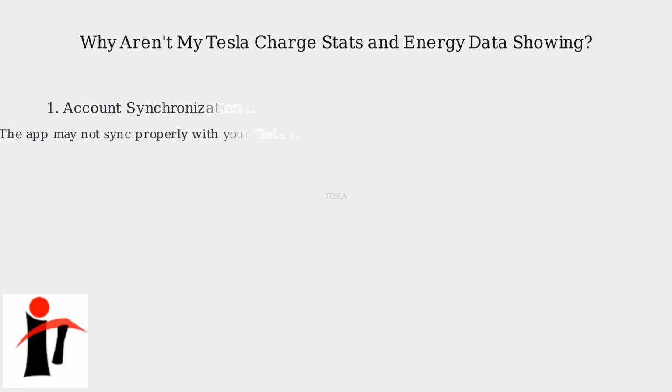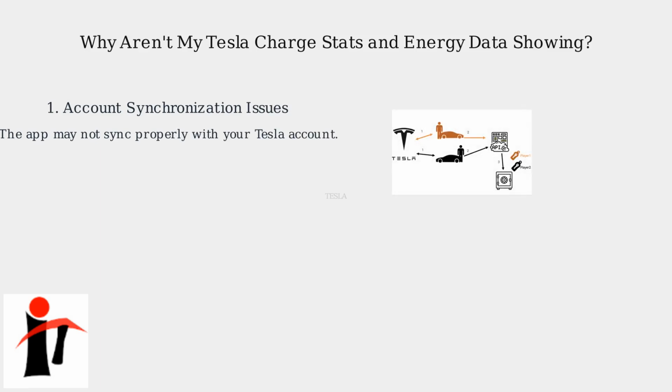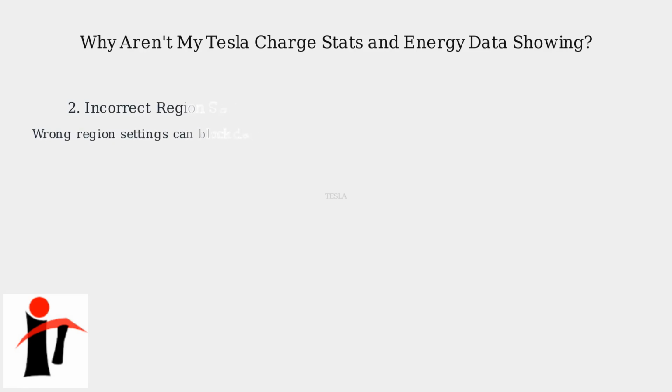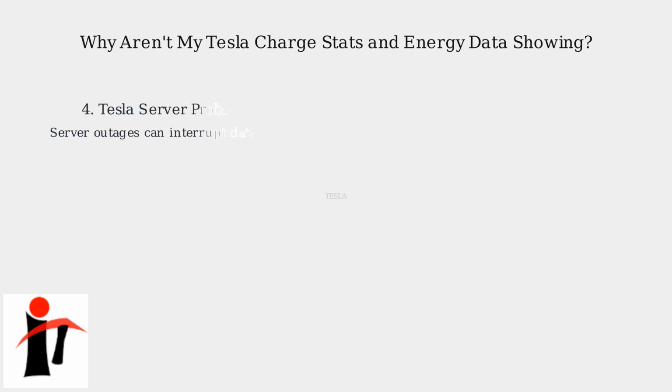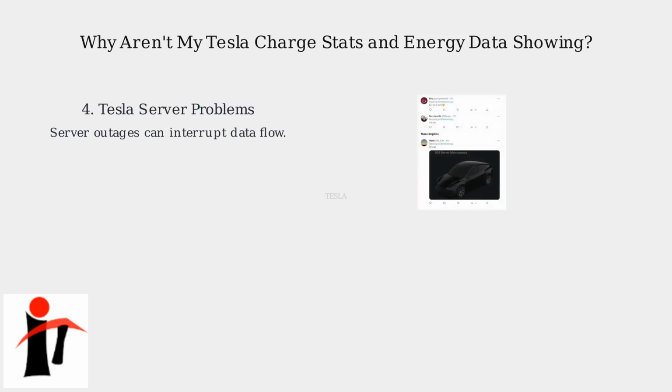First, account synchronization issues can prevent the app from syncing properly with your Tesla account. Second, incorrect region settings in the app can block access to your data. Third, an outdated app version may not include the latest fixes for data display. Fourth, issues with Tesla's servers can cause temporary data interruptions.